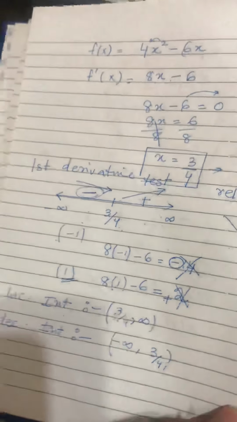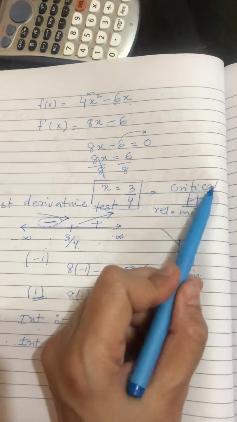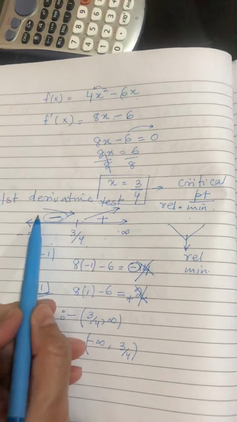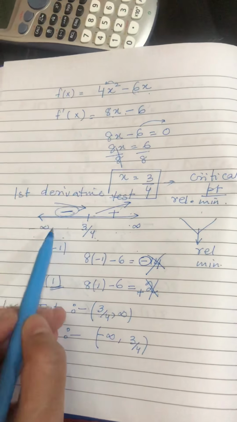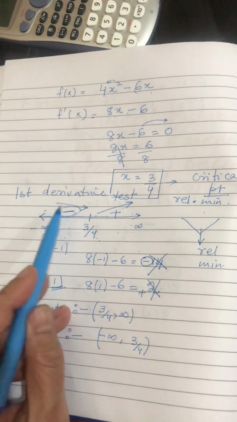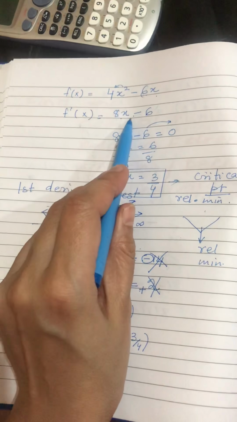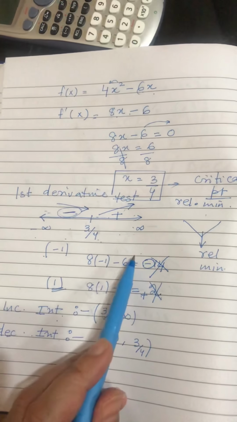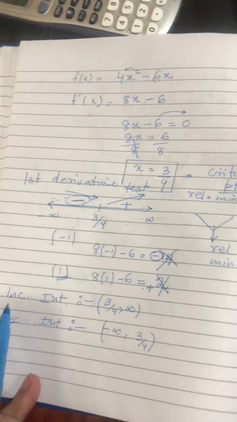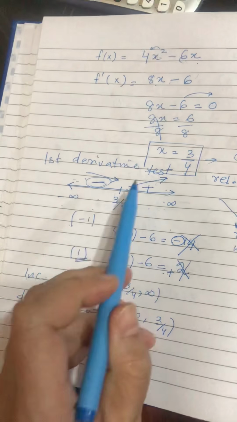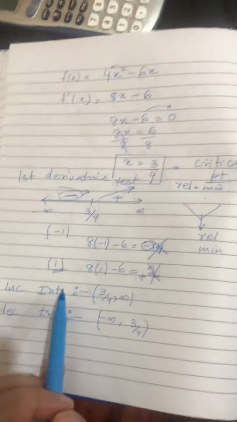So, in this way we understood how to find the critical points, how to apply the first derivative test, and how we assume numbers between the intervals and put them in the first derivative to find the negative or the positive sign. Negative sign shows the decreasing interval and positive sign shows the increasing interval.